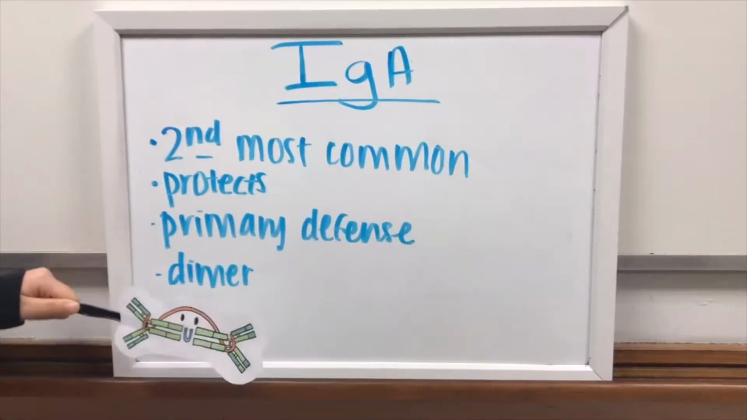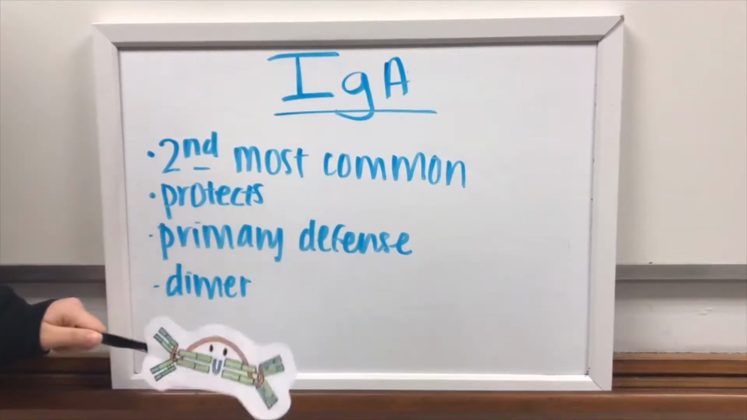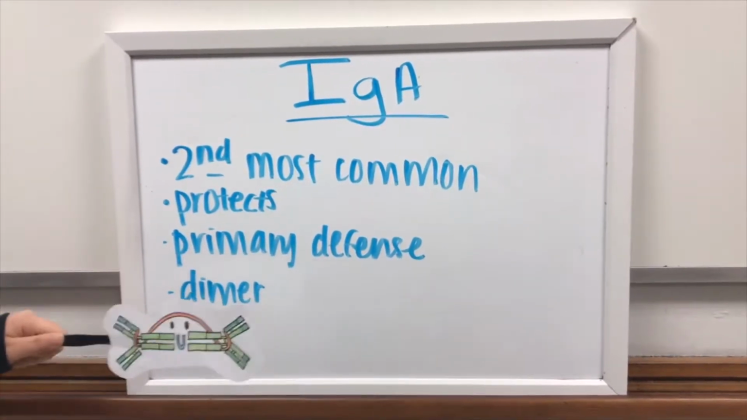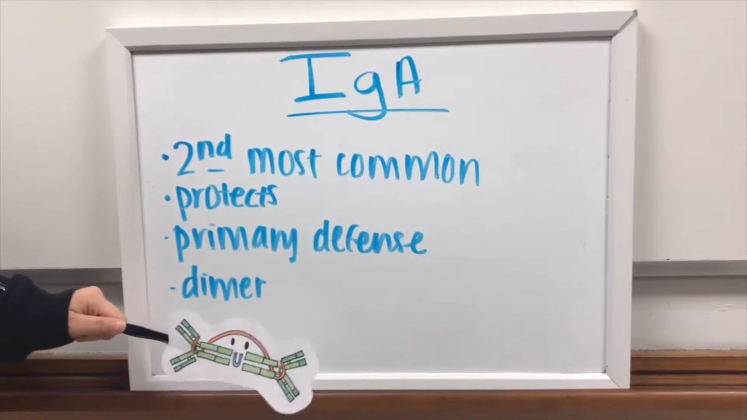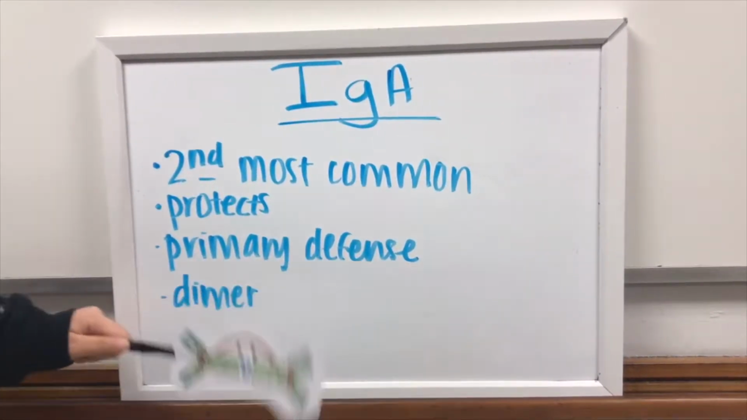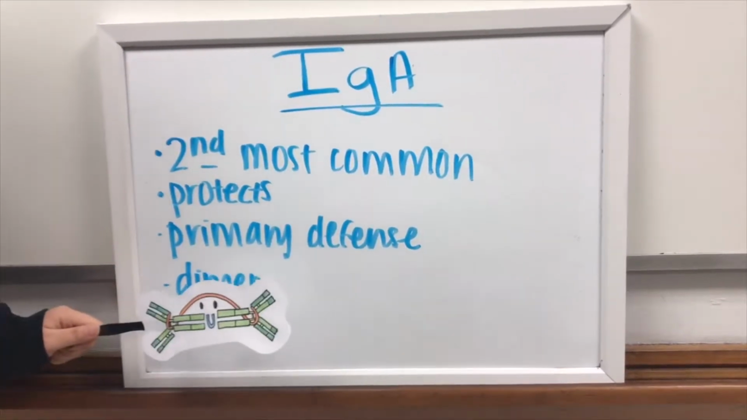Hi, I'm IgA. I'm the 2nd most common in serum, and I protect mucous membranes, and I'm part of the primary defense for local infection. I prevent passages of foreign substances into the circulatory system. I'm secreted in milk, tears, saliva, and mucus. I'm resistant to digestion, and I'm a dimer.